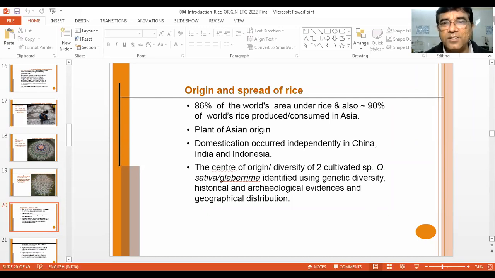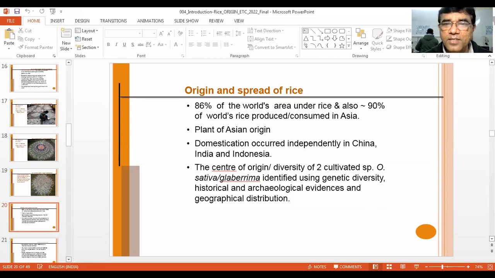So these were the three centers of origin of Oryza sativa. Greater diversity exists in all Asian countries, but more scientists support that it originated in China, India, and Indonesia almost simultaneously. The center of origin or diversity of two cultivated species out of 24 total species in the genus Oryza are there. Only two are cultivated: one is sativa, the other is glaberrima. They are identified using genetic diversity, historical and archaeological evidence, and geographical distribution.